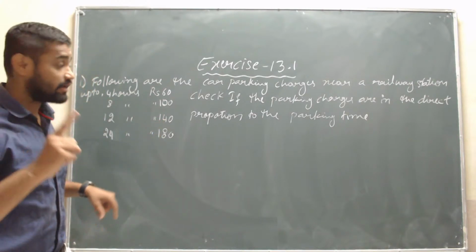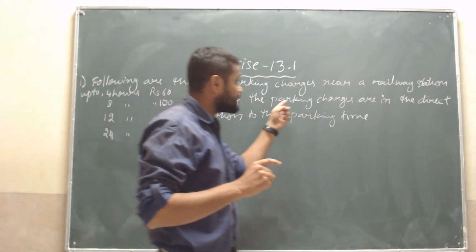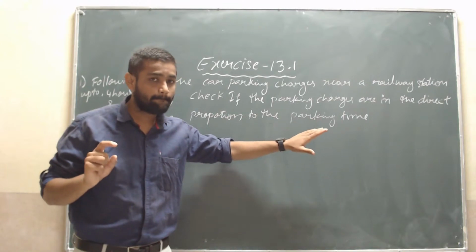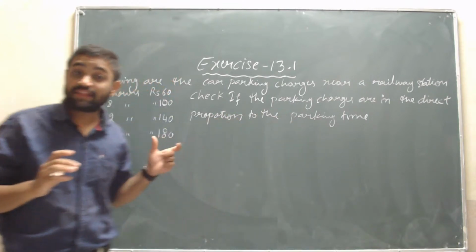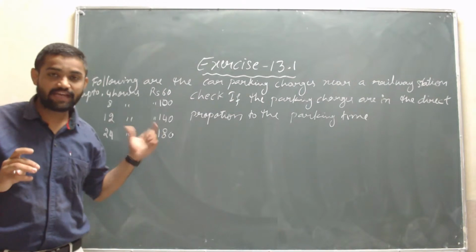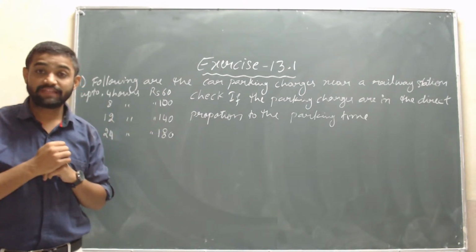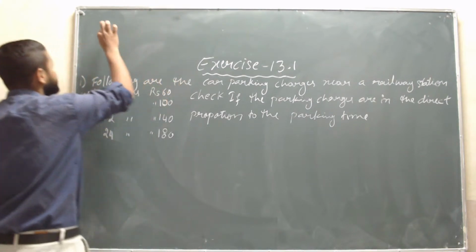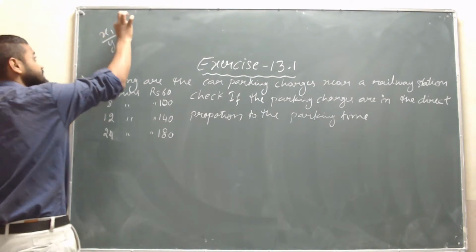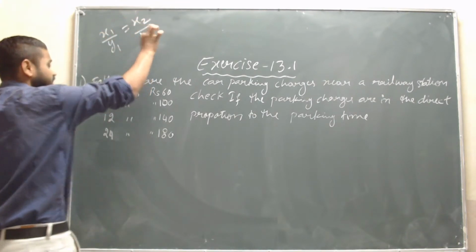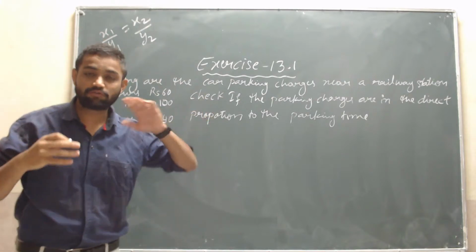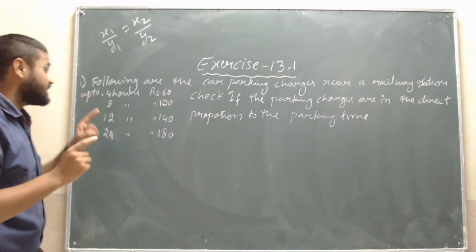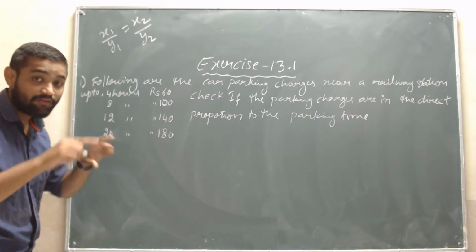Here we have to check if the parking charges are in direct proportion to the parking time. We have to check whether this chart is in direct proportion. Sir, we know the direct proportion formula is x1 by y1 is equal to x2 by y2 is equal to x3 by y3, and so on, up to a constant. Okay, let's write the data in the form of a table.